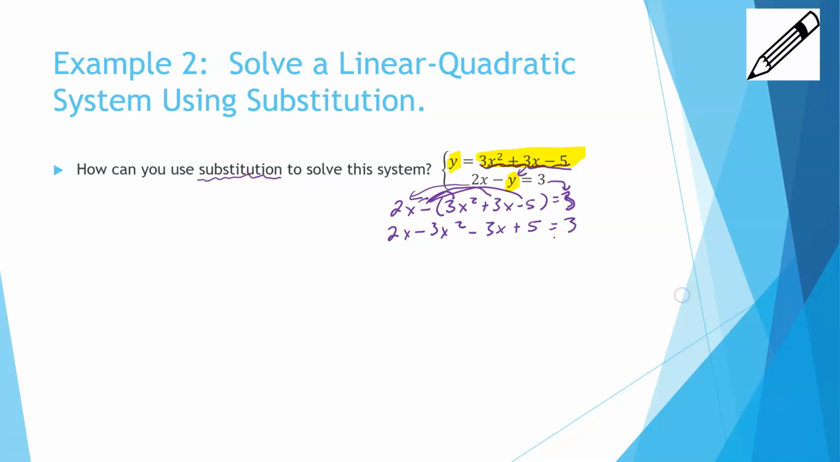Now, I want to get everything on the same side and combine like terms, so I can subtract 3. I have negative 3x squared. 2x minus 3x is minus 1x plus 2.